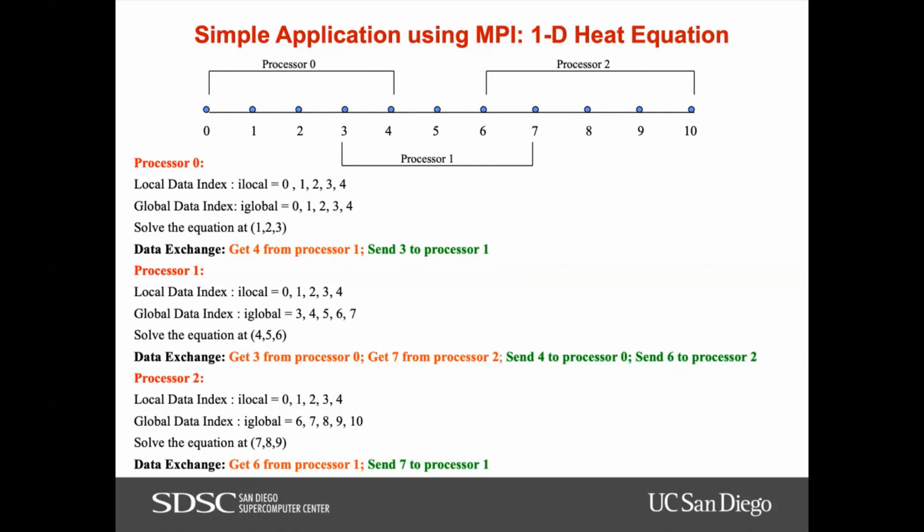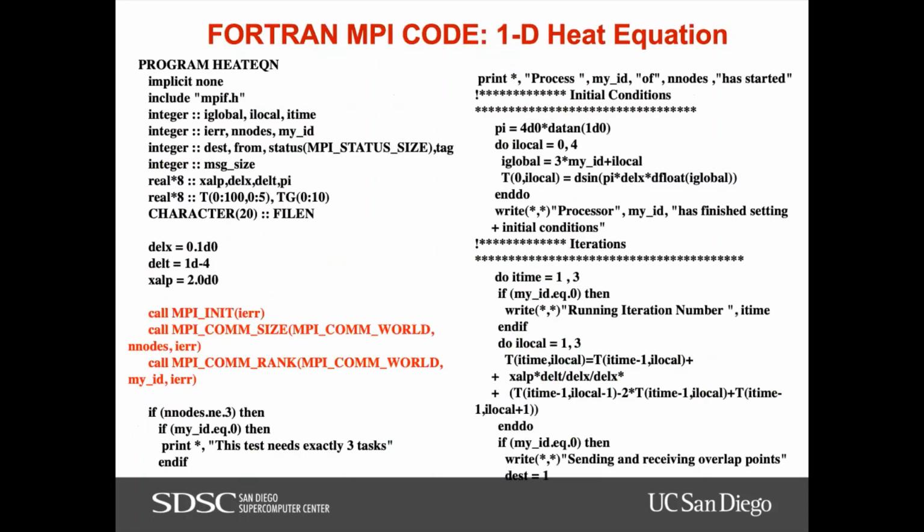So this also shows you where you can hide the communication behind the compute. So for example, you could start by saying, I'm going to compute 3 on processor 0, 4 on processor 1, and so on, and then send those, and then do the rest of the computations. So that way, the communication gets hidden. So how does this look in the code? Now this is the same kind of heat equation code that we had before.